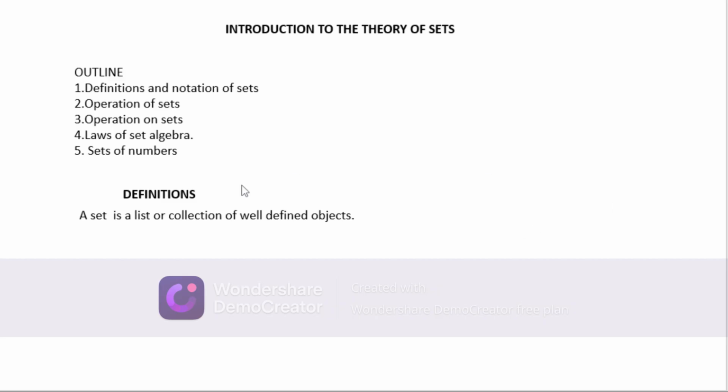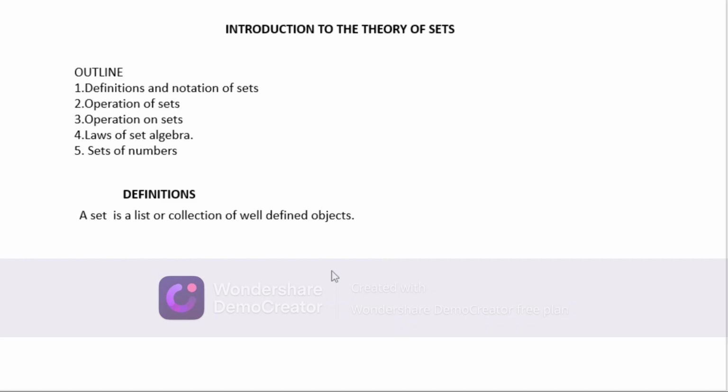From the definition, a set is a list or collection of well-defined objects. For example, a set of men, a set of girls, a set of black pens, or a set of blue pens. It can also be a set of numbers. That's what we mean when we say a set.